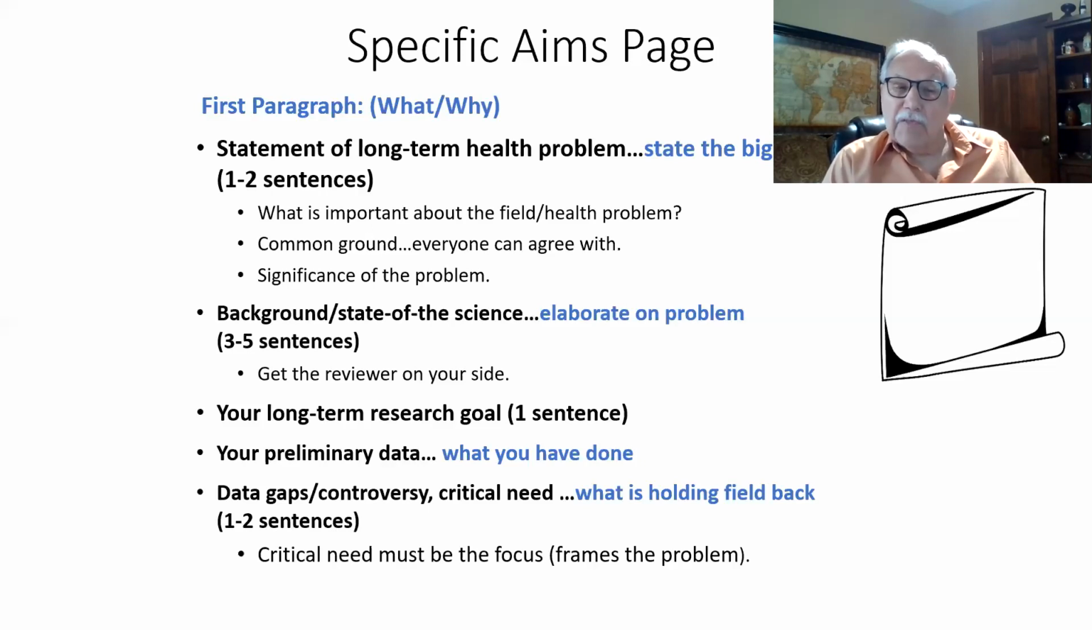And then will lead then to what's left. What is holding the field back? What is this critical need that needs to be filled to move the field forward? And then that's the focus of your application. So all of this is to set the stage, get the reviewer on your side, following the flow and the logic and your persuasive writing.